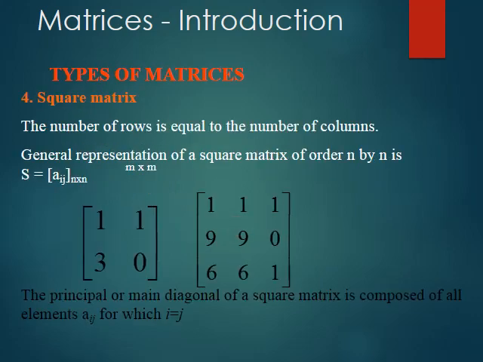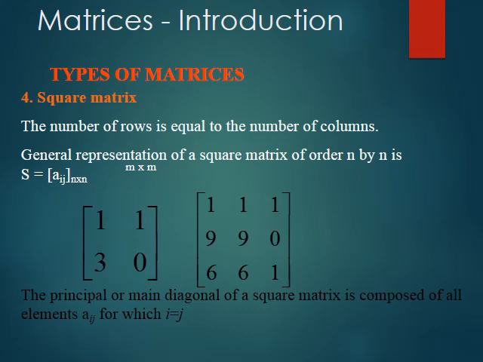Now we will go to square matrix. A matrix in which number of rows and number of columns are equal is called a square matrix. In general, we can represent a square matrix as Aij n cross n. The number of rows and number of columns are same. For example, 1 1 3 0. It represents a matrix of order 2 cross 2. And in general, we can say that it is a square matrix of order 2. In next matrix, there are 3 rows and 3 columns, so it is a square matrix of order 3.